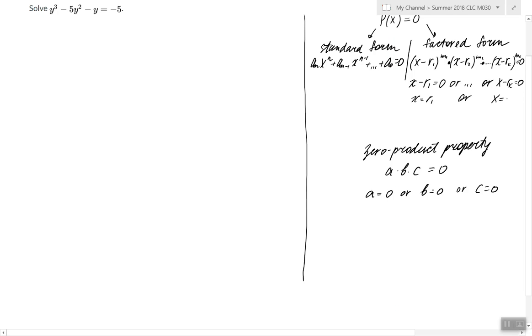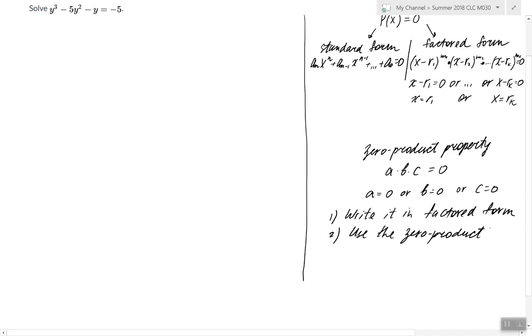So what's the plan when solving polynomial equations? Step 1, write it in factored form. Step 2, use the zero product property. After you use the zero product property, it should be pretty clear how to solve the resulting equations. They should be linear or quadratic.